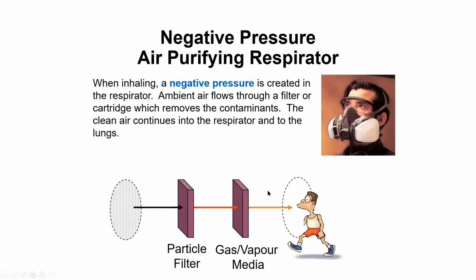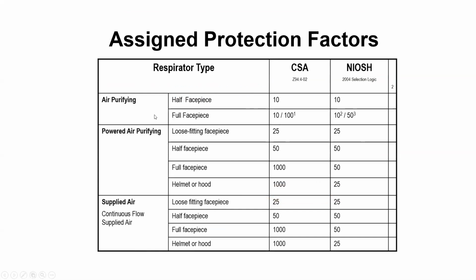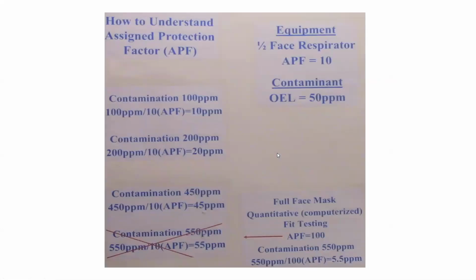Now the difference between negative and positive pressure air purifying respirators. Air purifying, half face, assigned protection factor is 10. Powered, half face is 50. Air purifying regular 10. Half face powered air purifying respirator is 50. Why such a difference?